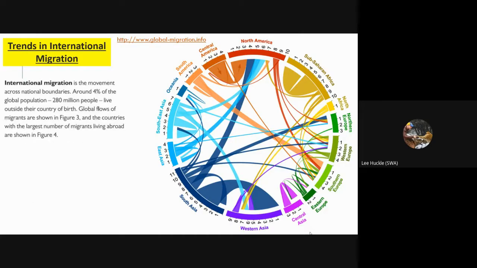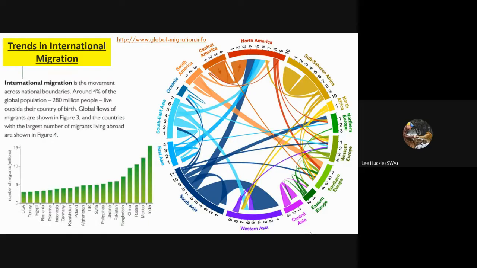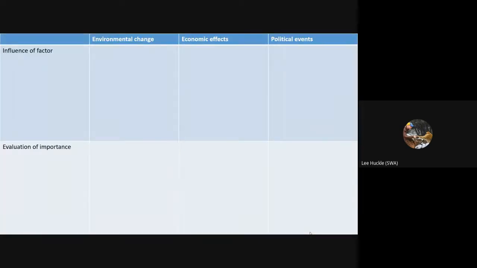And we would have then looked at some overall data on international migration and analysed this graph, which is showing the number of migrants in millions for particular countries. What we then discussed was some examples of an environmental change, which we call the influencing factor, the economic effects and political events. So these 3 categories, and what were the influencing factors?